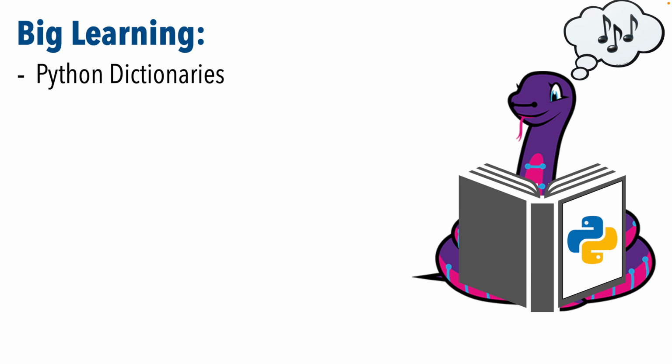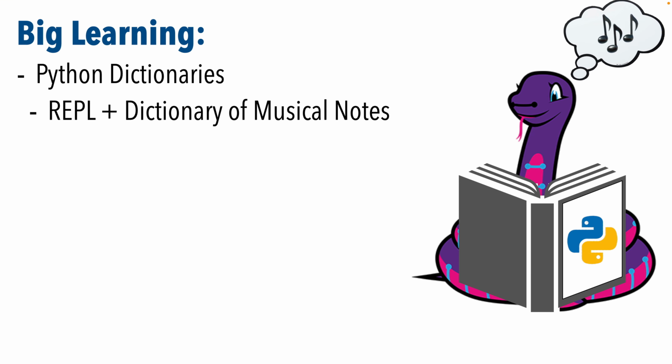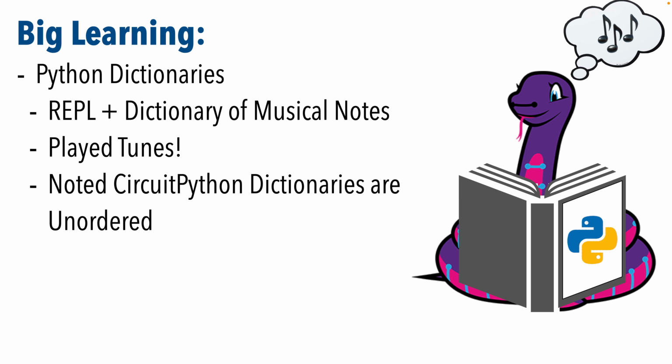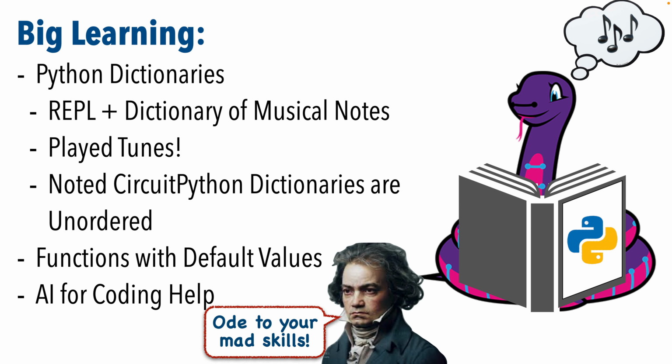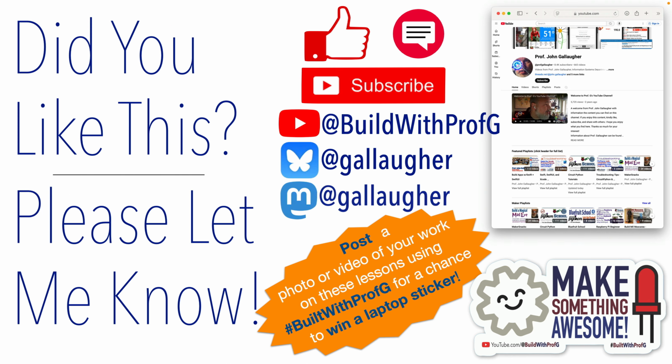Well, sonorous CircuitPythonistas, in this big learning lesson, we learned how to use dictionaries. We tried some dictionaries in the REPL, and we coded up a dictionary for 2 octaves of musical notes. We played a bunch of tunes. We noted that the order values of a dictionary aren't reliable and may change. We modified a function to include default values so that our function could accept 1 or 2 parameters, and we used AI, noting some problems, to help us play us some Beethoven. Ring on with those skills, Pythonista.